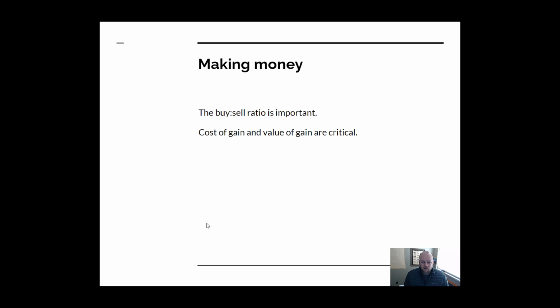But really, the cost of gain and the value of gain are critical numbers to understand when evaluating the profit potential of these kinds of cattle. So we're going to talk about what cost of gain and value of gain are, how to calculate them, and how to use them to evaluate profit. All right, so let's start with cost of gain. This may be more familiar to many of you.